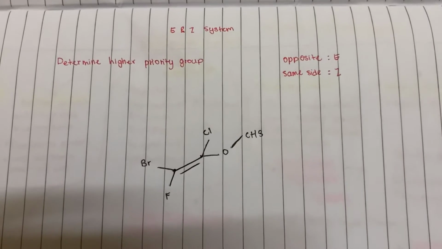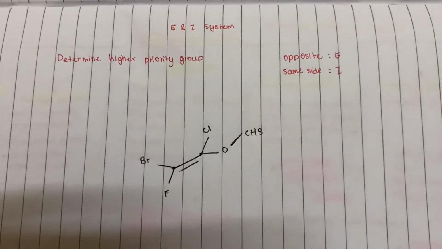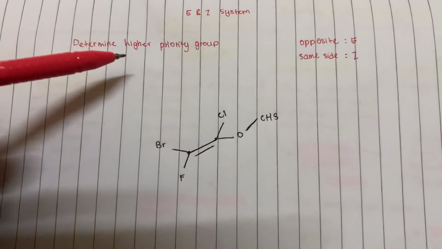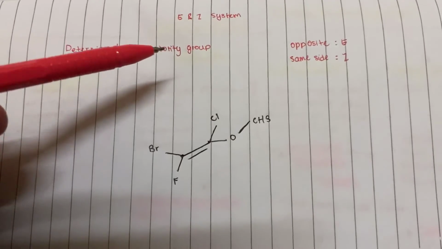Next question, we have an E and Z system. First thing first, for the E and Z system, we must determine the higher priority group.